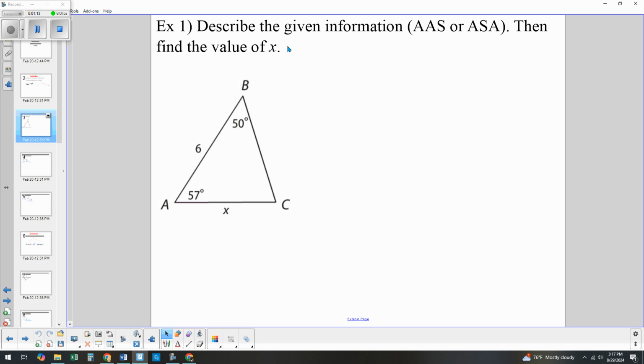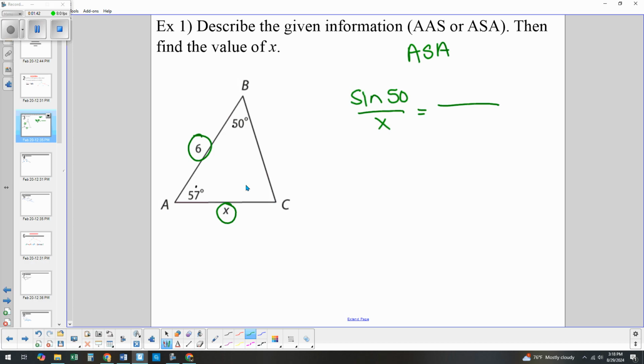In this picture, it says to describe the given information and then find the value of x. I'm given these two angles and the side between them, so my given information is ASA. If these are the two sides I am either given or looking for, I know I need to use the x, so the 50 is across from it. Sine of 50 over x will equal sine of angle C over 6. So I actually need to know what angle C is as well. If I add together the 57 and the 50 and take that away from 180, I get 73 degrees. So it's sine of 73 over 6.